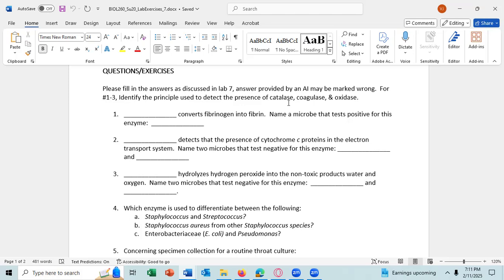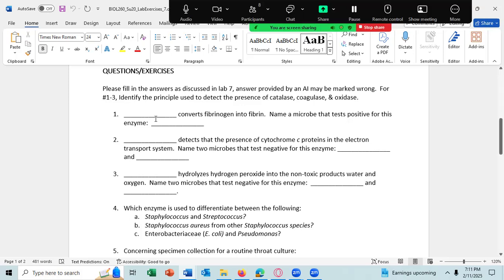And let me see, maybe this one here. And then there's one other question, which, oh, it's question number 8. I'll talk about it when I come to question 8. You can get the answer from the AI, but it may be marked wrong.